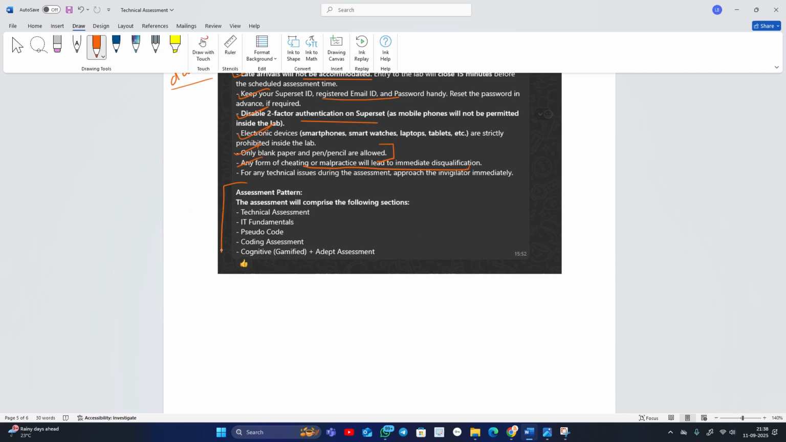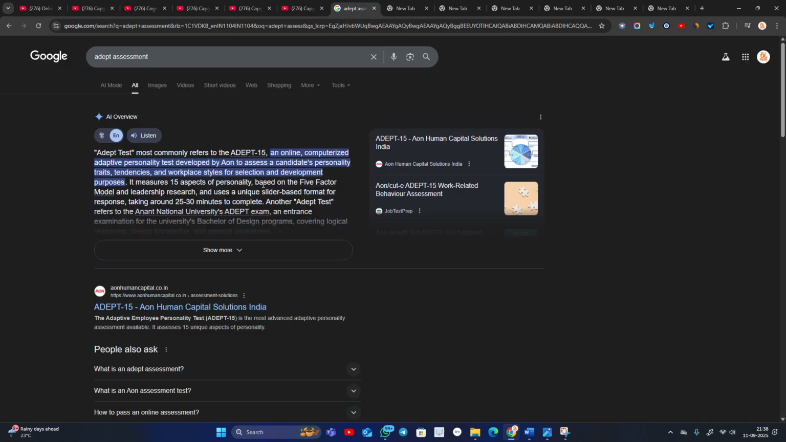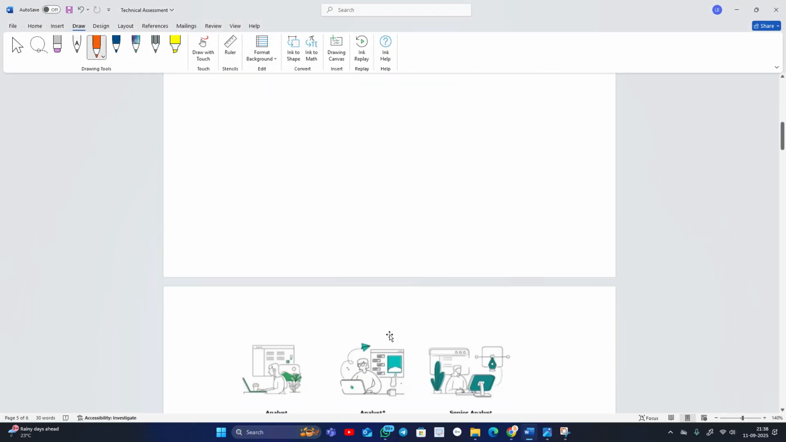The assessment pattern consists of these things. The technical assessment will cover IT fundamentals and pseudocode, followed by the coding assessment and the cognitive gamified plus Adapt assessment. The Adapt assessment is related to situation-based questions, or we can say it is basically a personality development test. Okay, it will be related to an employee personality test.